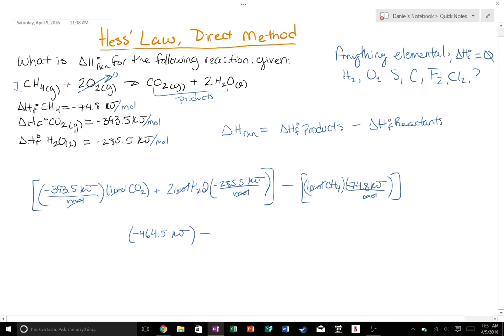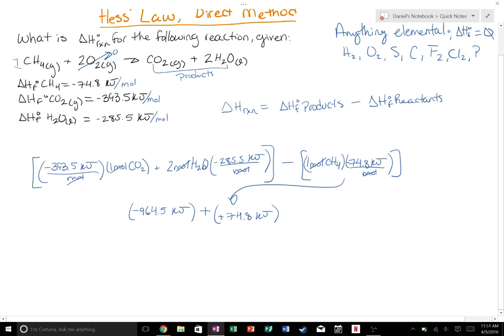And we're going to be subtracting, and we're just going to carry down this negative 74.8 because it only multiplied by 1 and we didn't do anything else to it, right? So a minus minus a minus is the same thing as doing a positive plus a positive, right? So let's go ahead and add the 74.8, and once we do that, we get negative 889.7 kilojoules, right? And that should be your final answer.